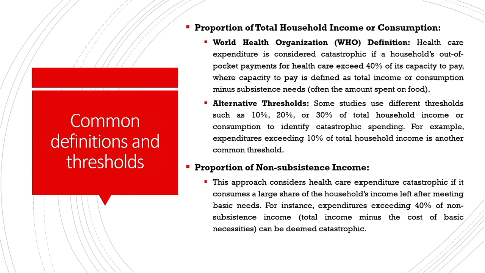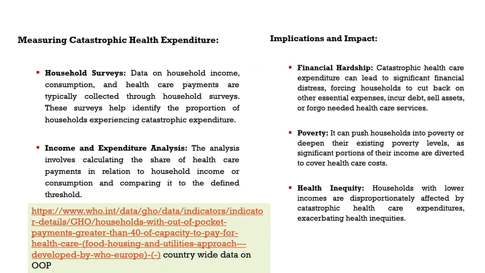Another way of looking at it is the proportion of non-subsistence income, which is basically the same as what we have discussed in the context of the WHO definition of catastrophic health expenses. Now, different studies have measured catastrophic health expenditures differently, and often the measurements are based upon household survey data. Data on household income, consumption, and healthcare payments are typically collected through household surveys, and these surveys then help us identify the proportion of households experiencing catastrophic expenditure.